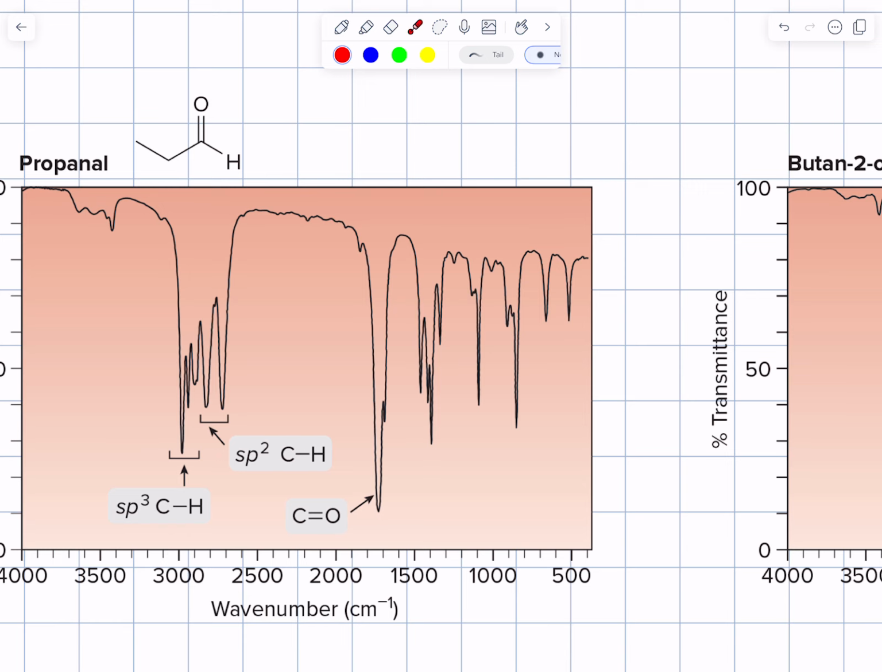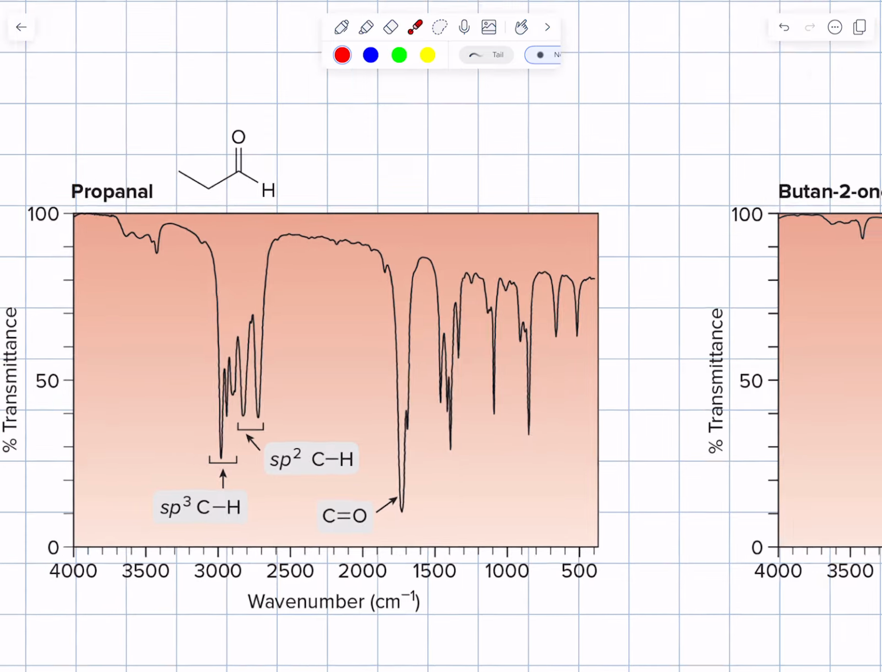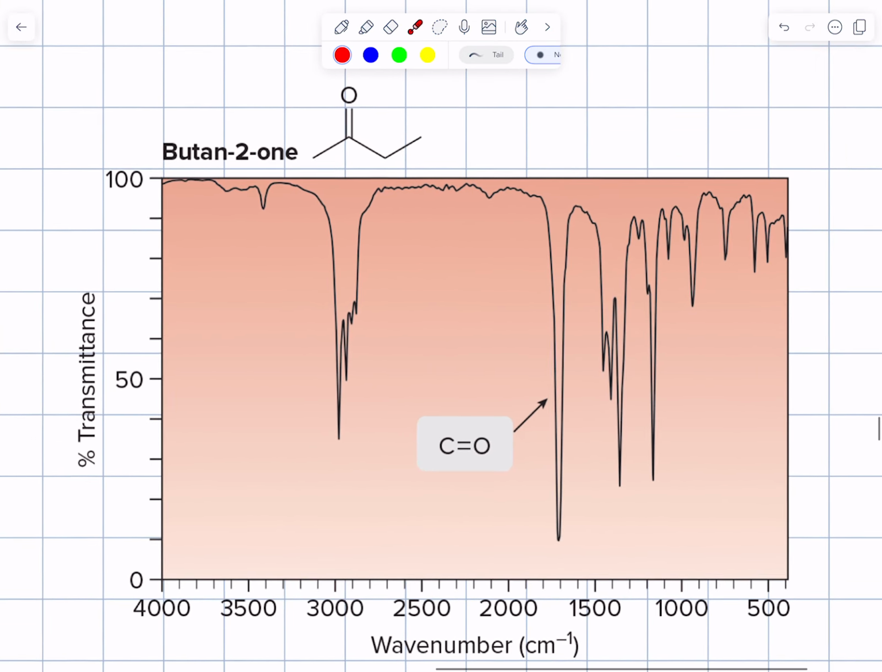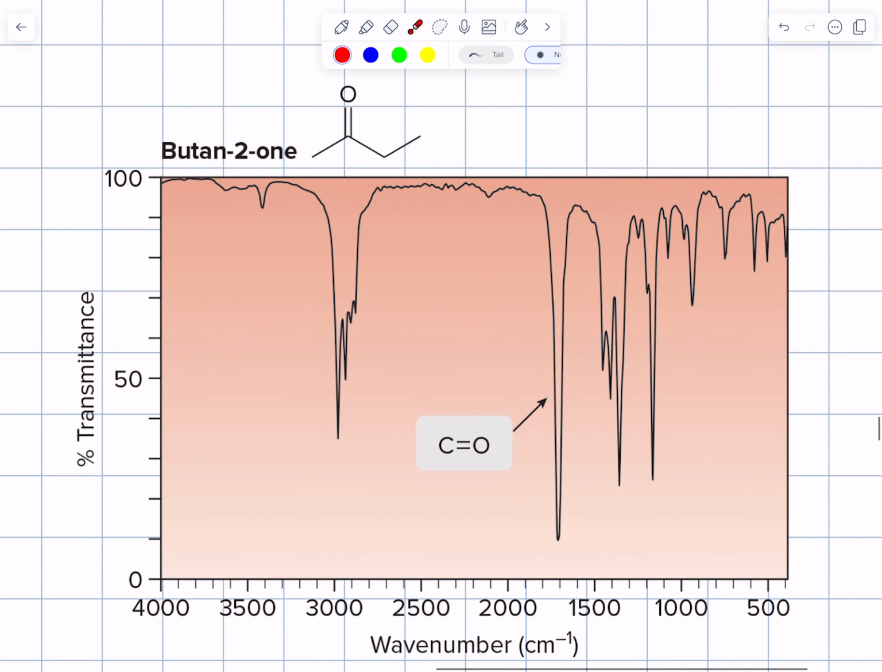As I said, having never been asked about that information before, you can guess whether or not I'm going to ask about it on the exam, which is not. Here is butan-2-one, characteristic carbonyl peak.